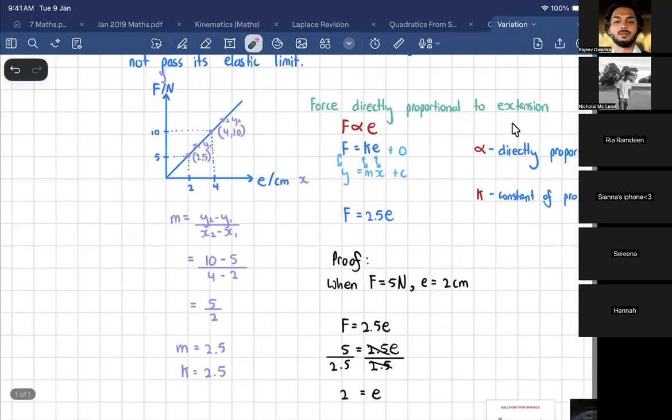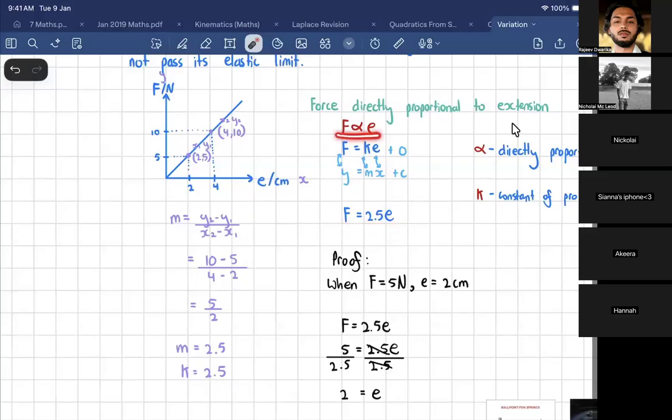Is this part confusing you? Like when I say F is directly proportional to E and I say F is equal to KE. Now you understand that part? Good. The reason why we can't leave it as F is directly proportional to E is that it's kind of vague. When I say F is directly proportional to E, do you know by how much? No. But if I tell you F is going to be 2.5 times extension, that's more specific. That's way more specific. And we need that.